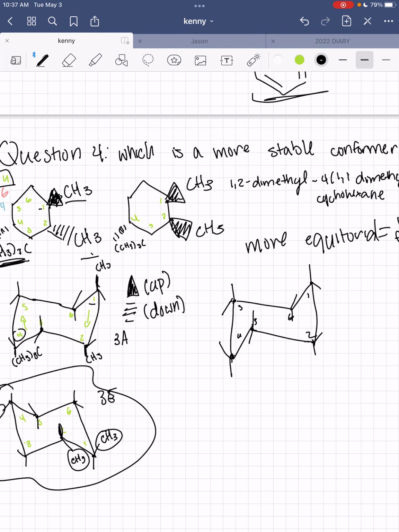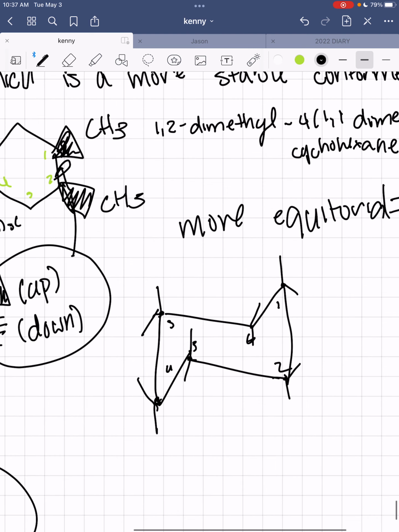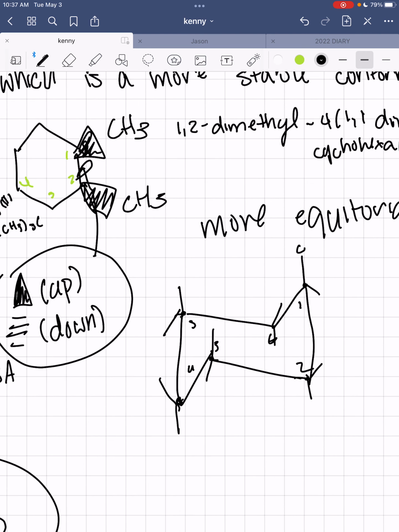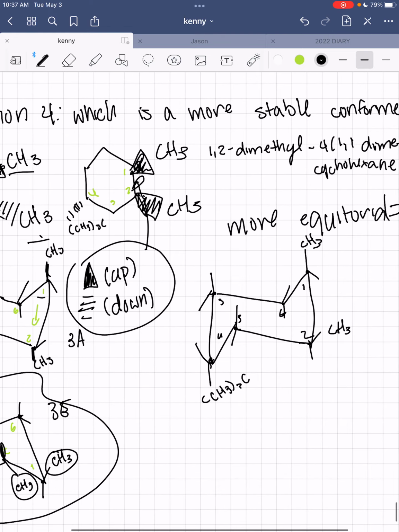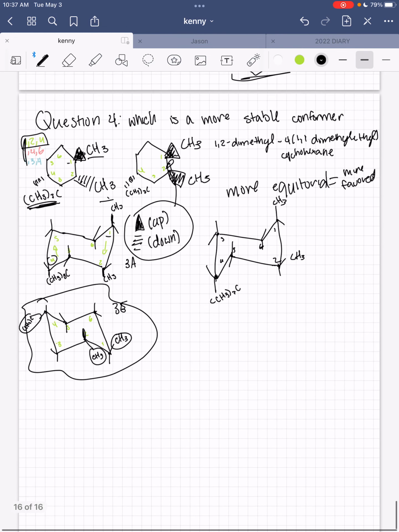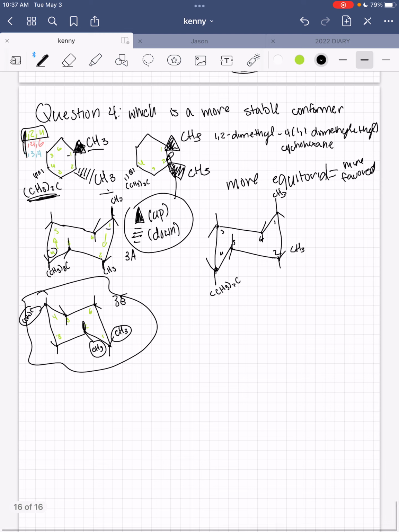So this one, it's a wedge, using the same logic we used here. This is on a wedge, so we'd be in the up on the first one. Second one, it's a wedge, so it'd be up. And the fourth one, it's on a dash, so it'd be down. And I draw the flip version. So this is 1 equatorial, 2 axial.